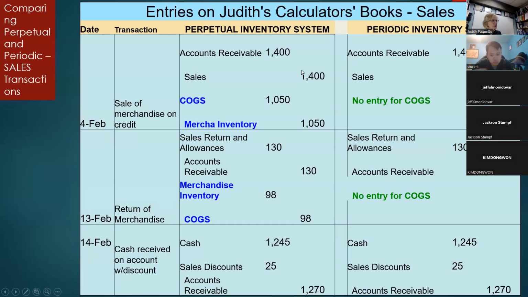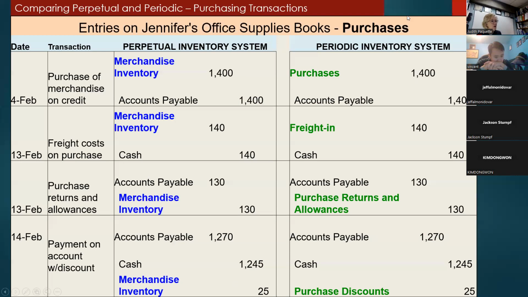So let me go to sales. These are sales. We just did the sales transaction, and you don't need to put the word merchandise. You can just say inventory. Those are the sales transactions we just did with perpetual. But let's back up and say, now what about the purchase transactions for perpetual? You buy the inventory, you pay the freight, you return the inventory, and then you pay your bill and you take the discount. All of that goes to inventory. If it's periodic, then we use these 4 unique accounts: purchases, freight in, purchase returns and allowances, and purchase discounts.